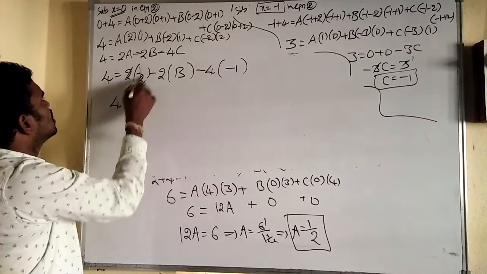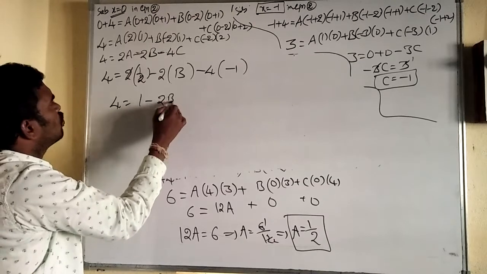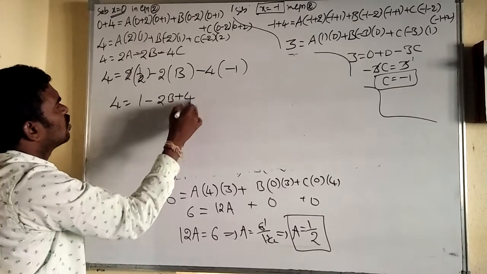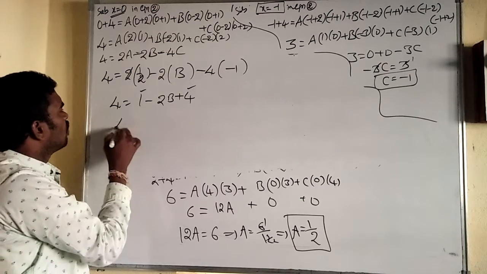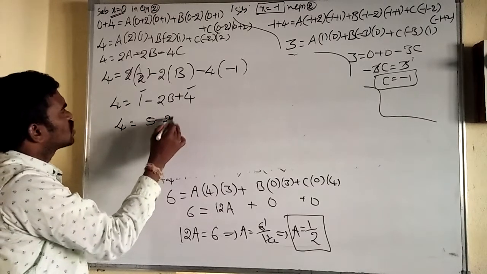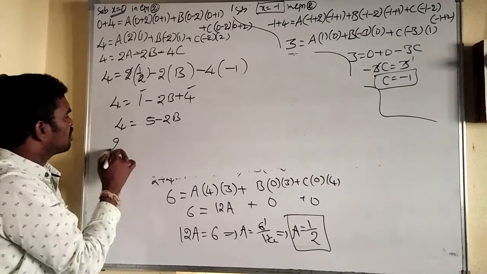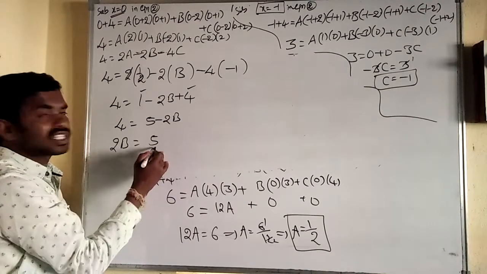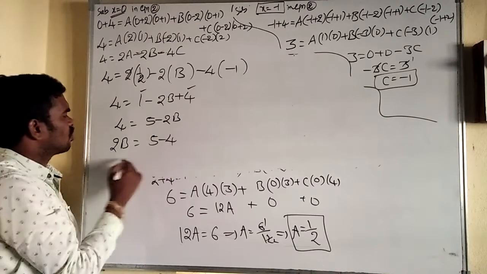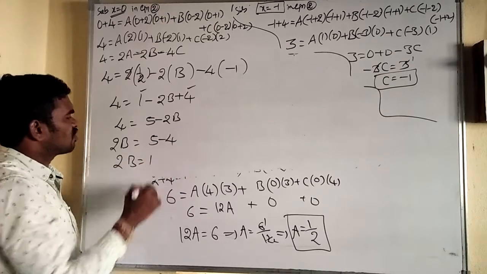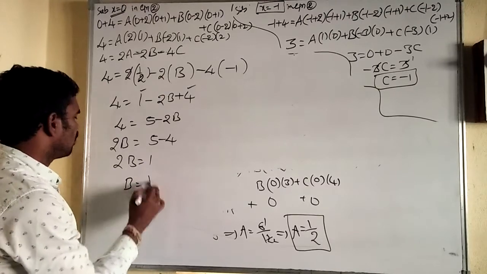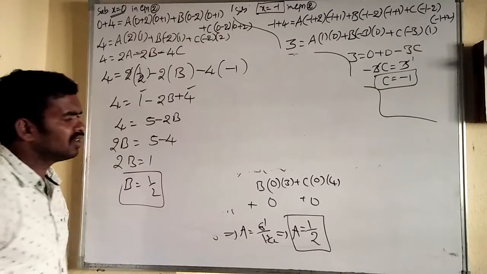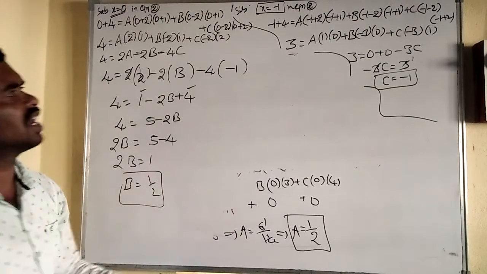4 equals 2 into 1 by 2, the 1 cancels, so 1 minus 2b minus 4 into minus 1, plus 4. So plus 4 plus 1 is 5. Okay, 4 equals 5 minus 2b. Minus 2b brought to the left side becomes plus 2b, 5 as it is, 4 becomes minus 4. So 2b equals 5 minus 4, which is 1. So b equals 1 by 2. Got the b value? a value got, b value got, c value got.